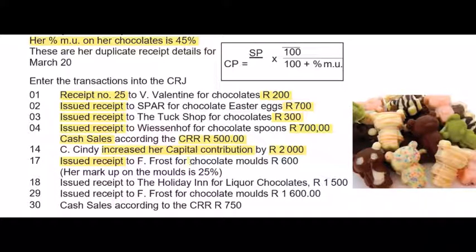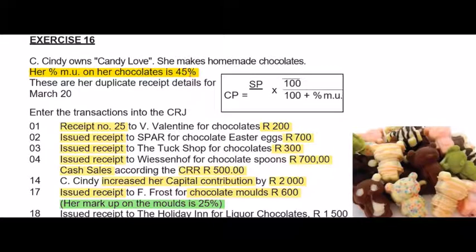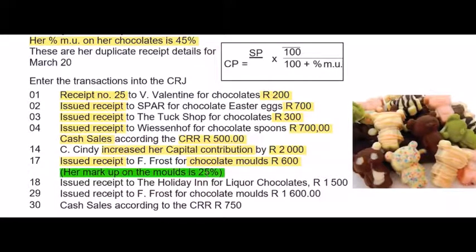Frost for chocolate molds, 600 Rand, and then something that is very, very important. I'm going to highlight it in a different color. It says her markup on the molds is 25%. So now when we use the cost price formula, we won't use the 45%, which is her markup on chocolates. We will use 25% because we're selling molds.